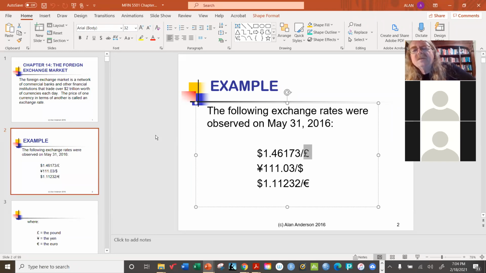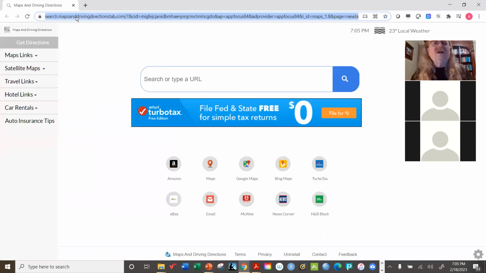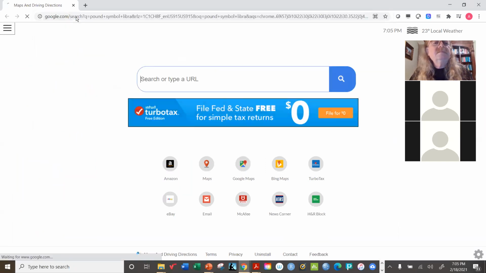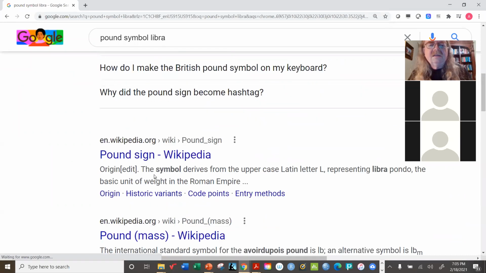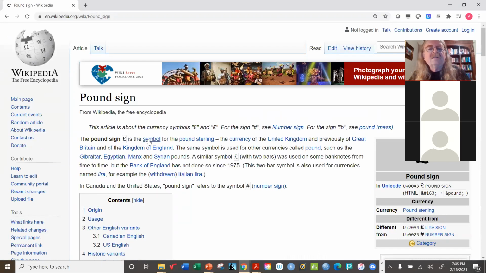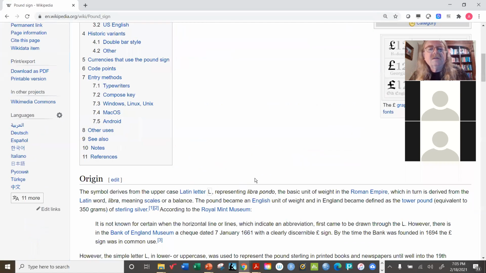And so that L supposedly stands for the Latin word. Let me look it up for you. I think it was Libra or something along those lines. Let's see. There we go. Oh, there it is. All right, I was in the right neighborhood. The pound sign is the symbol for the pound sterling, the currency of the United Kingdom. The same symbol is used for other currencies. Okay, I thought there was some history here.